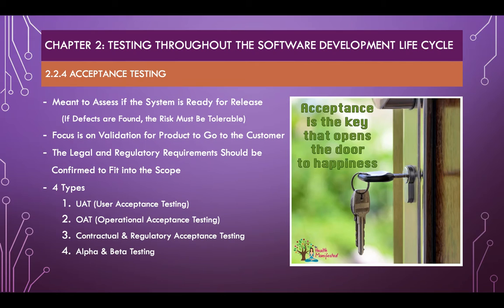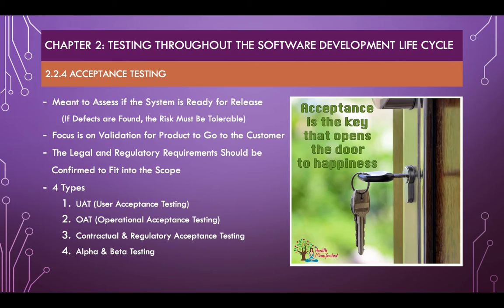Acceptance testing is meant to assess if the system is ready for release. If defects are found, the risk must be tolerable, such as earlier when I mentioned the two drivers on the account. You cannot have one that's 100% driving and the other that's 0% driving, but that's not likely to happen. Focus is on validation for products to go to the customer. The legal and regulatory requirements should be confirmed to fit into the scope. If you don't fit the legal and regulatory requirements, you have to hit the brakes. It's not an option. It's not an acceptable mistake, an acceptable bug.